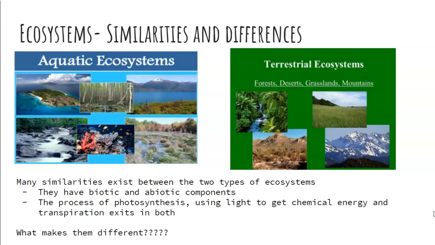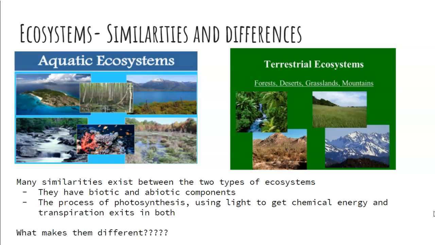They also both have to use the process of photosynthesis in some capacity, or some sort of sunlight, to get chemical energy. Now, we're going to learn in aquatic ecosystems that although photosynthesis can't occur, there is another cousin process called chemosynthesis that allows for you to get chemical energy. So both processes occur. And we do have transpiration in both. Now, those are just some similarities, but what is really important is to understand what makes them different.